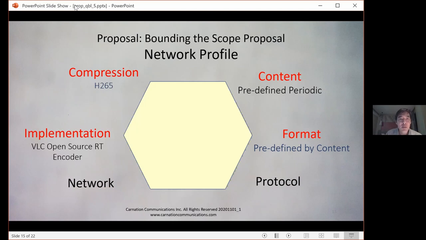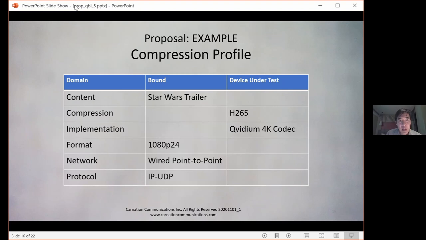So then we have the network profile side, and this is where we would bound the four out of the six. Okay, and then we leave the network and protocol out for flexibility in terms of measuring the effectiveness of the network and protocol or the solutions that are out there. I'm not going to go into too much detail here.